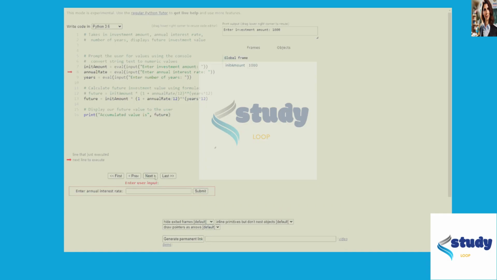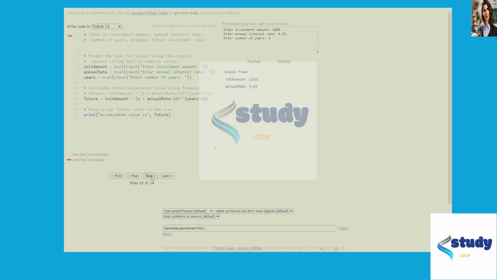Our initial investment amount will be 1,000. The interest rate will be 4.25. Do you see a problem already? Well, we can keep running, but the number will be off from what they're doing, and then 1 year. Let's assume they said 4.25%. Notice how this is a super huge investment amount to get from just 1,000 in 1 year, compounded monthly. Well, let's see.